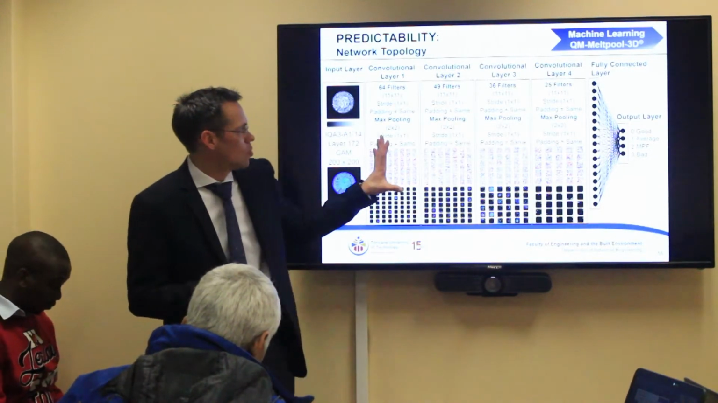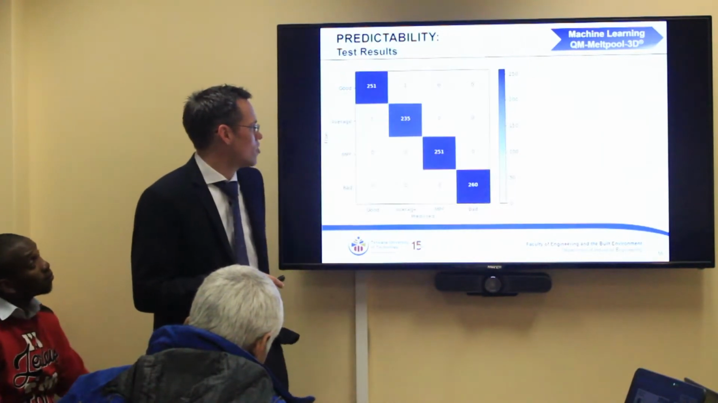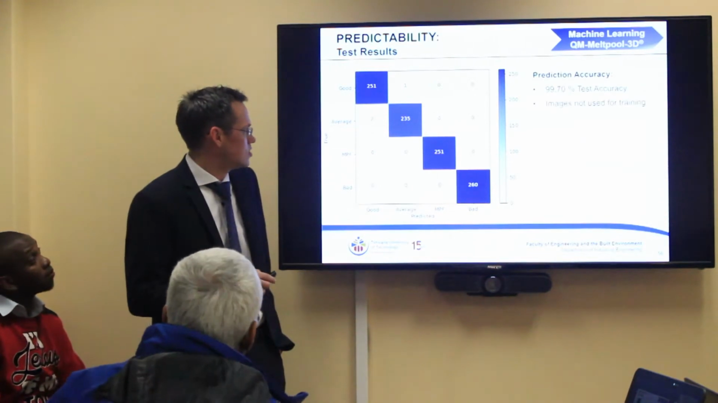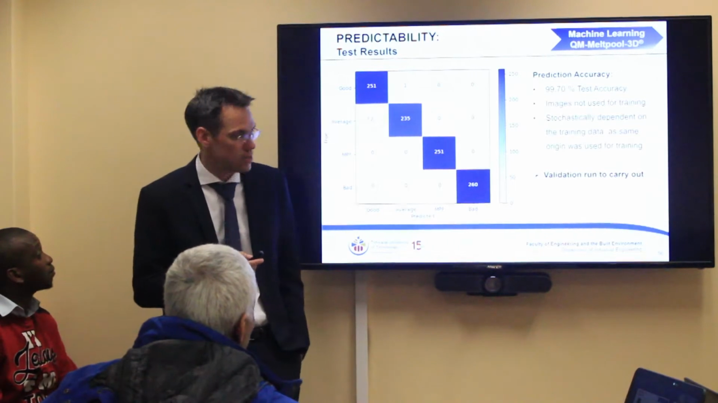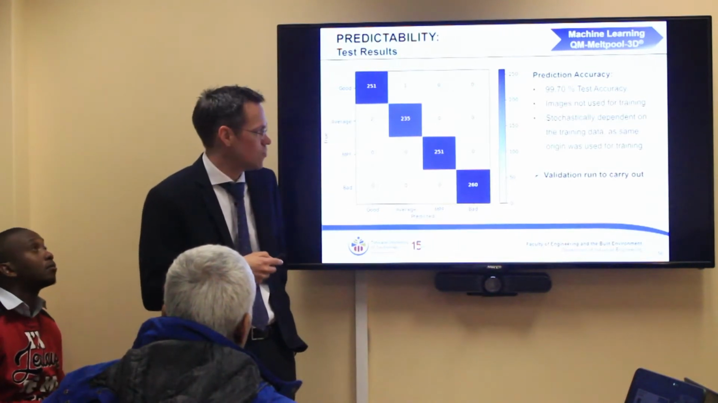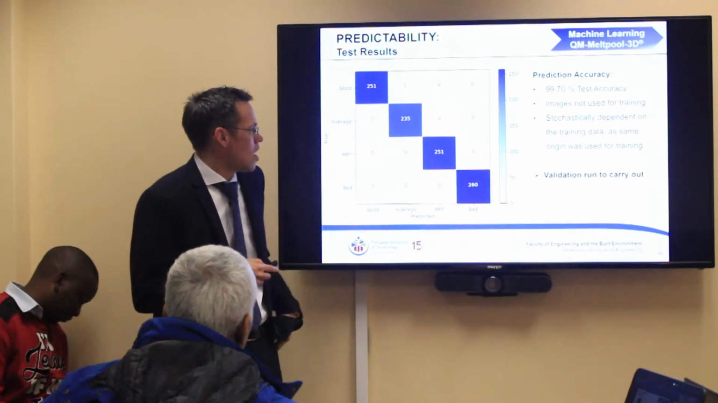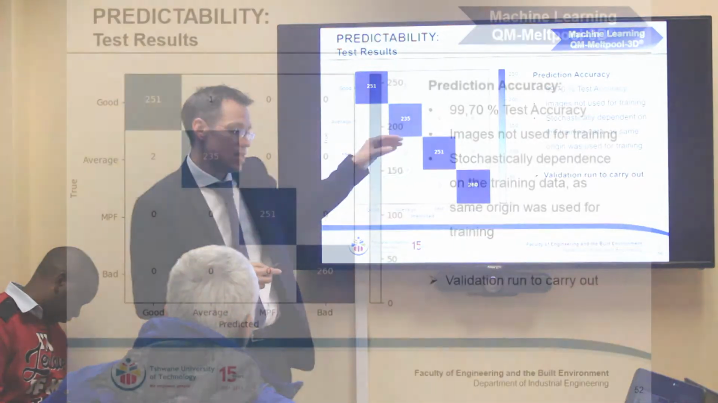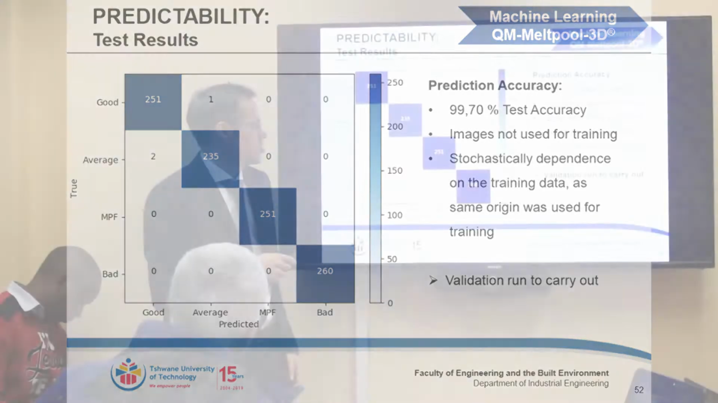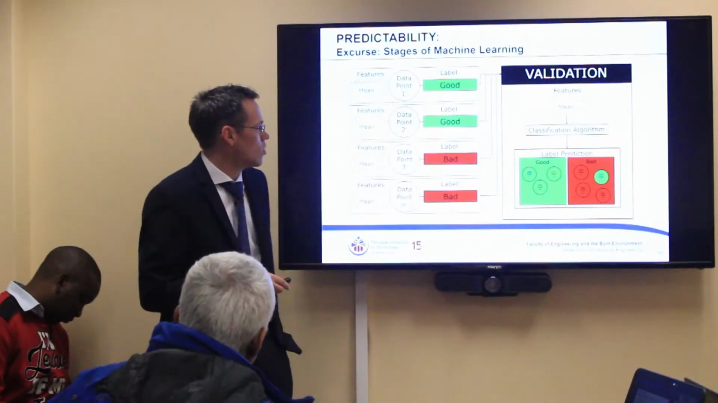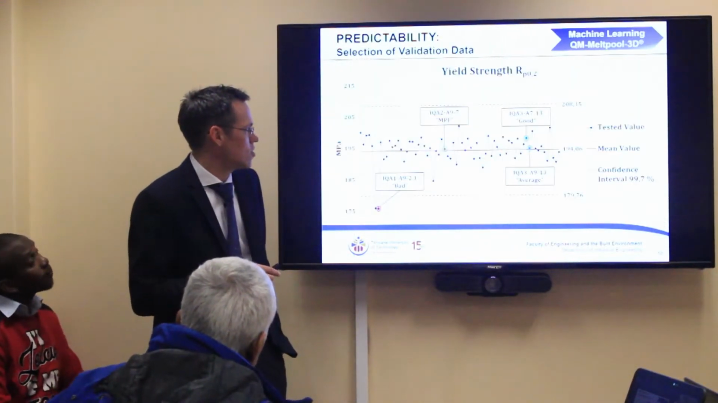Here you see the network topology. I will also jump over this. Here, these are the test results, and those test results were quite good with a prediction accuracy of 99.7%. However, these test images were taken from the stack of the training images. They come from the same specimens, so there was another validation run carried out.